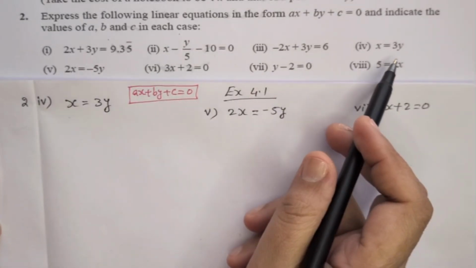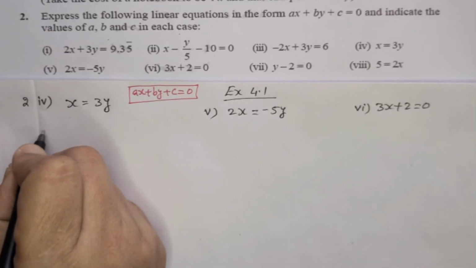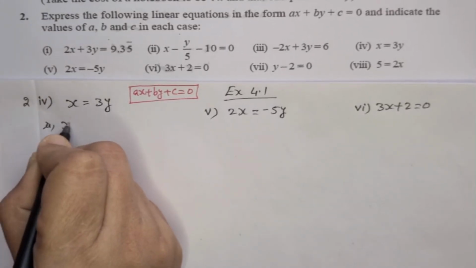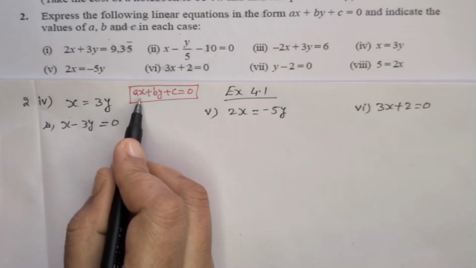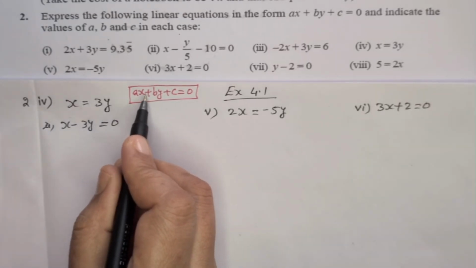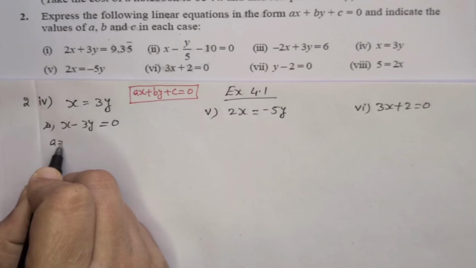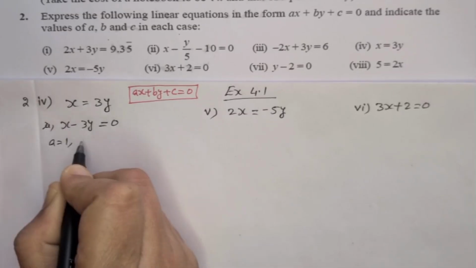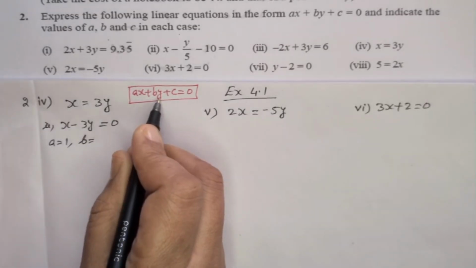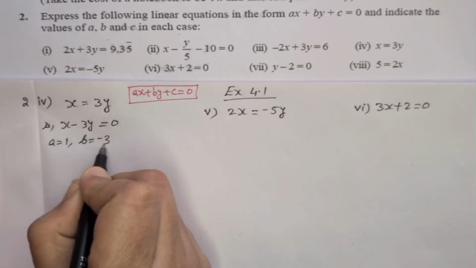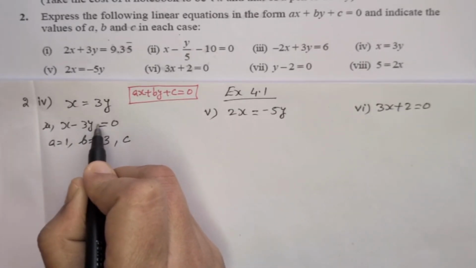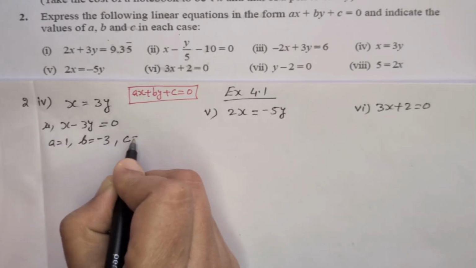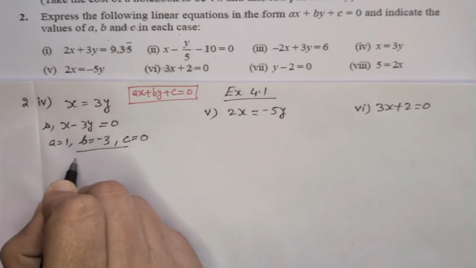Now fourth one, x is equal to 3y. That we can rearrange as x minus 3y equal to 0. We have to convert to this form. When we are comparing with this, a is equal to, that means the coefficient of x, that is 1. b means the coefficient of y, that is minus 3. And c is the constant. Here there is no constant term, that means 0. We can write c is equal to 0.